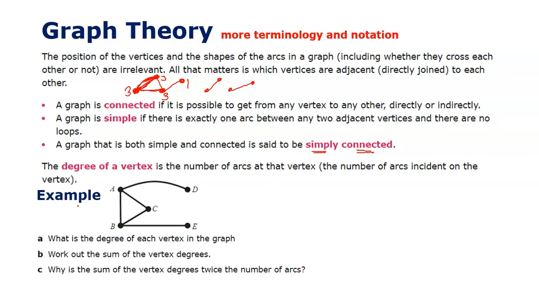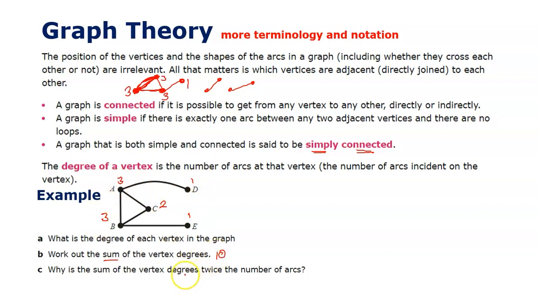So here's the same graph. What is the degree of each vertex? Well, 1, 2, 3. This is another 3. This one's a 2. This is a 1, and this is a 1. Okay, that's easy enough. Work out the sum of the vertex degrees. The sum is obviously where you add them up. So 1, 2, 3, 4, 5, 6, 7, 8, 9, 10.